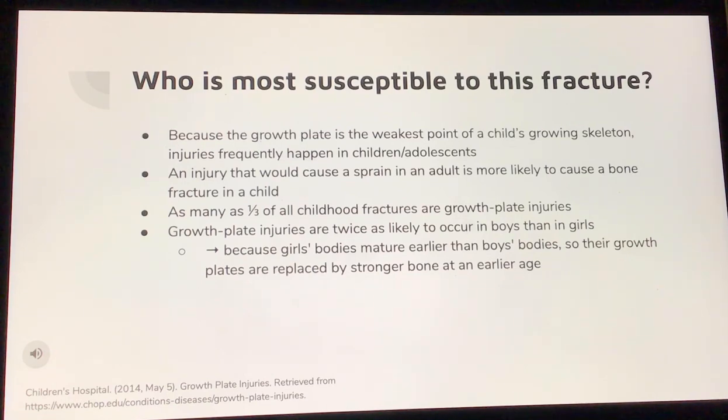And growth plate injuries are twice as likely to occur in boys than girls, and one of the reasons for this is because girls' bodies mature earlier than boys' bodies, so their growth plates are replaced by stronger bone at an earlier age than boys' bones would be.